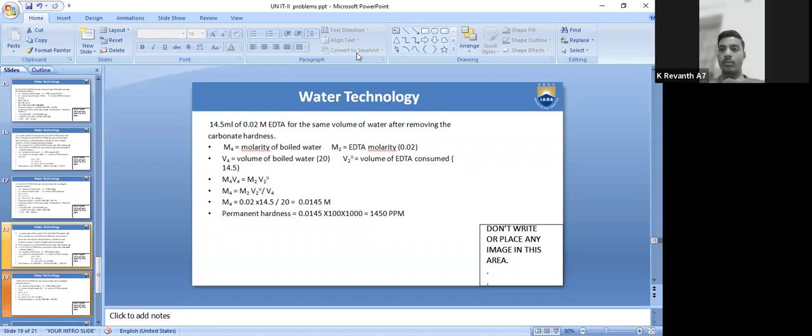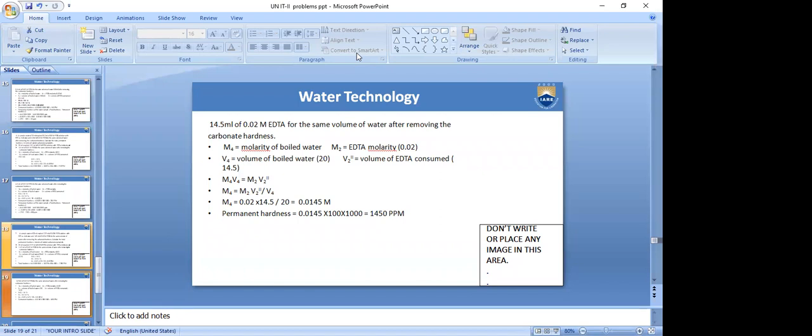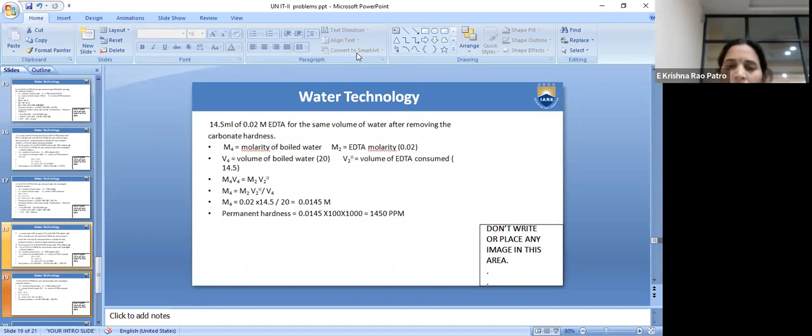What is the permanent hardness formula? To find out M4, the permanent hardness: M4 V4 is equal to M2 V2 double dash. Understood, everybody? If they didn't give you the molarity of EDTA, then you have to use the formula M2 is equal to M1 V1 by V2. Clear? Then they will give you the standard hard water weight.